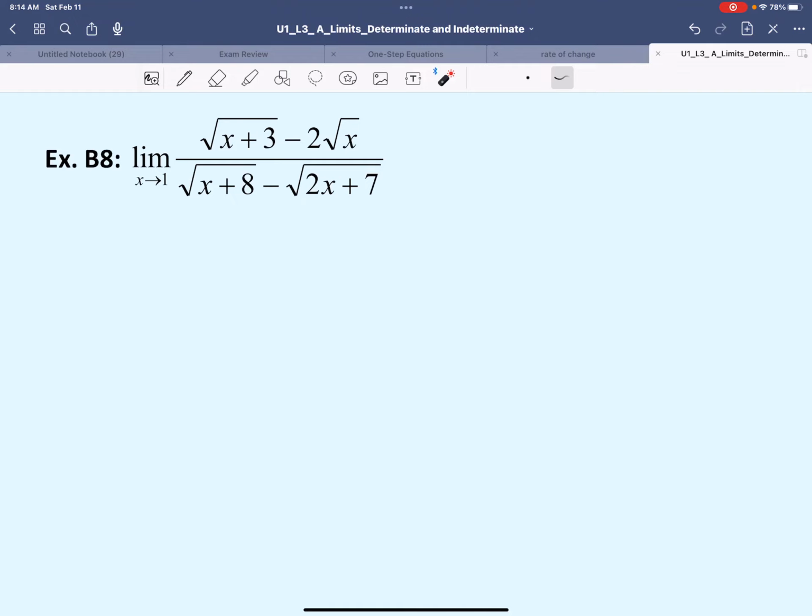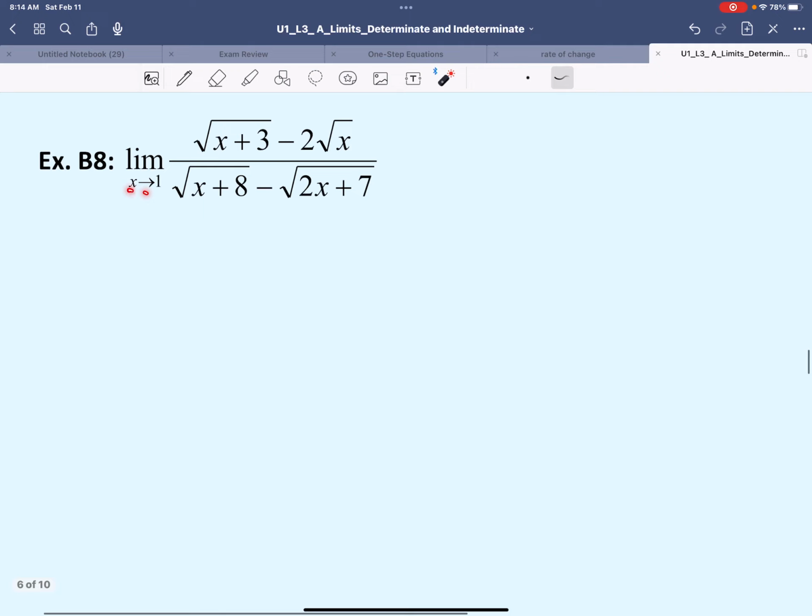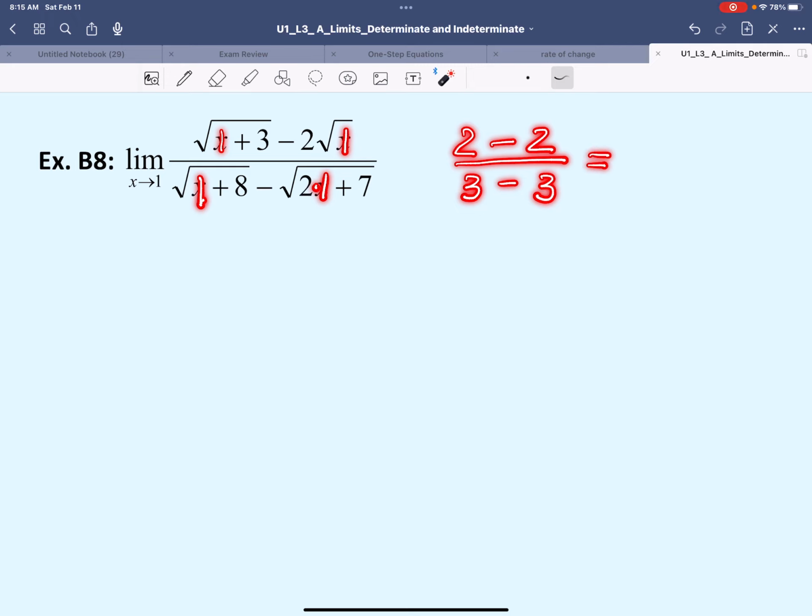Welcome back to the lesson on limits, and this time we're looking at the limit as x approaches 1 of this rational expression. As you can see here, we have radicals involved in both numerator and denominator. By direct substitution, which we try first, remember, we get the square root of 1 plus 3, which is 2, minus the square root of 2 times 1, which is also 2, divided by the square root of 1 plus 8, which is 3, minus the square root of 2 times 1 plus 7, which is also 3. This will give the value of the entire rational expression as 0 over 0.